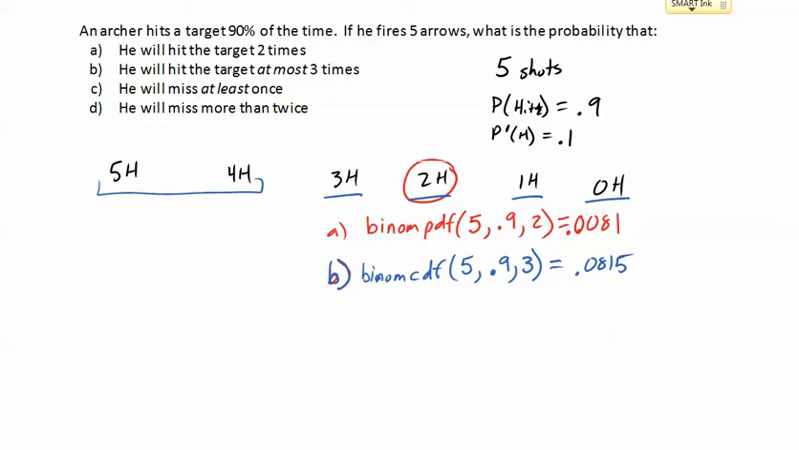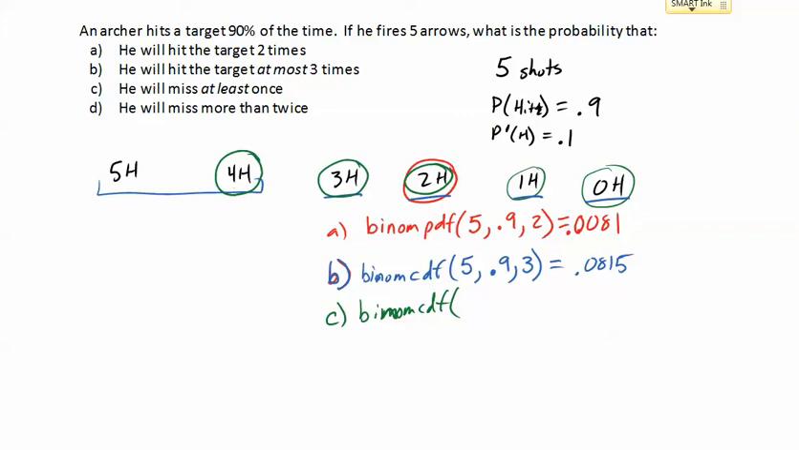He will miss at least once. So which ones show that he misses at least once? Well, this shows that he misses 5 times, so that's at least once. 4 misses, 3 misses, 2 misses, and this is missing at least once. So this is the only time that he doesn't miss at least once. So you have a couple of options again. One option would be to do binom CDF. And again, if I look at the hits, I can add up from 0 to 4 hits.